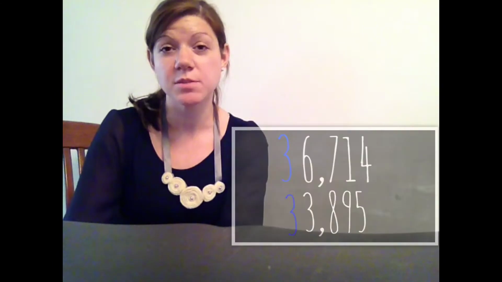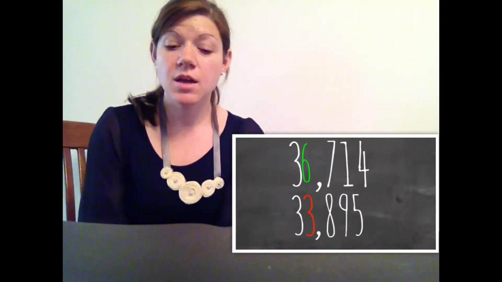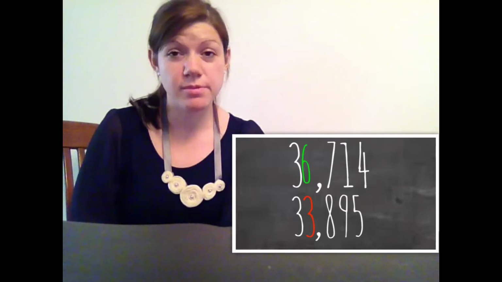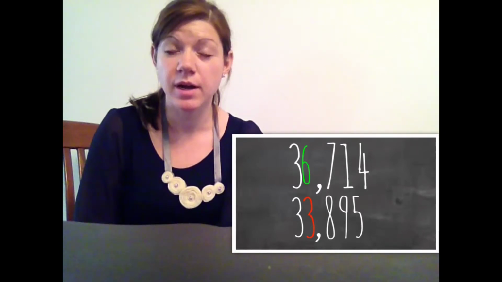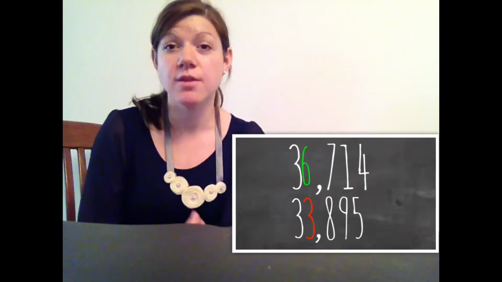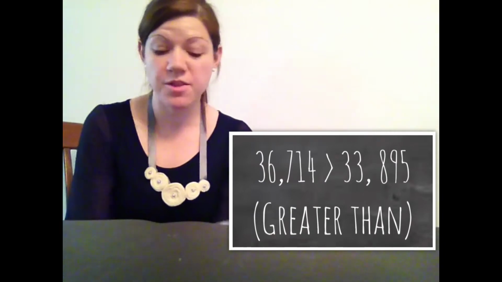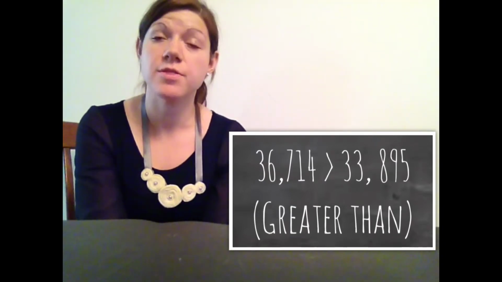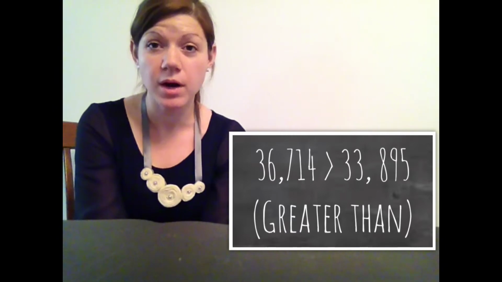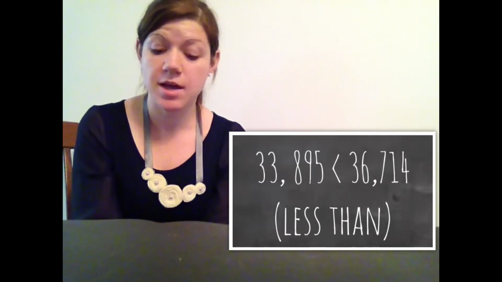So we're going to look at the thousands place, the place directly to the right. Now when we're looking there, the 6 and the 3, which one is going to be greater? Well, I know that 6 is greater than 3, which means that 36,000 is going to be greater than 33,000. And I really don't even have to look at the rest of the digits. In this case, we would say that 36,714 is greater than 33,895. Or, on the flip side, we could say 33,895 is less than 36,714. So those are two different ways that you could write it.